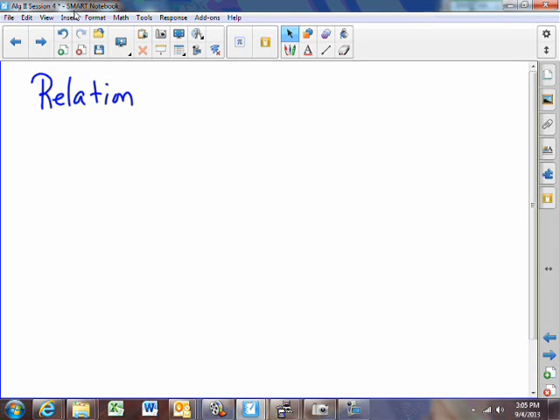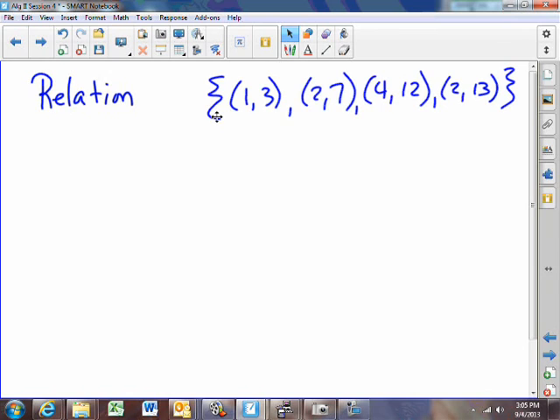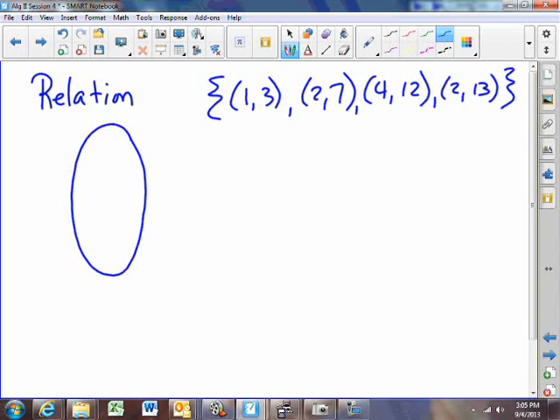A relation is defined to be any set of ordered pairs. Now we have here a set of ordered pairs: the ordered pairs (1, 3), (2, 7), (4, 12), and (2, 13). Now if we were to look at this relation in what is called a mapping diagram, we would put an oval to contain the numbers 1, 2, and 4.